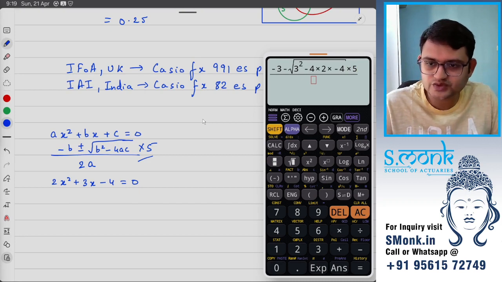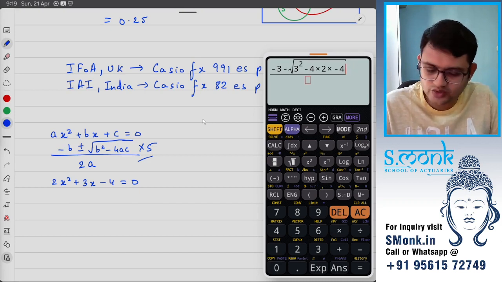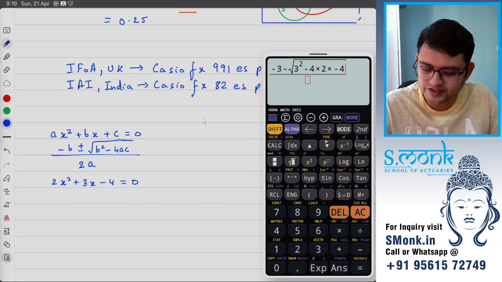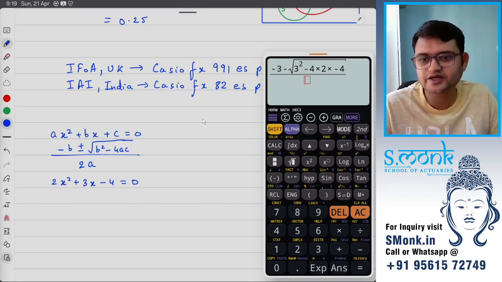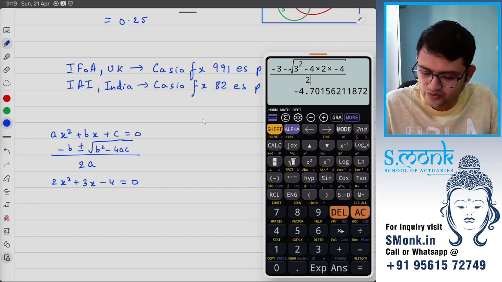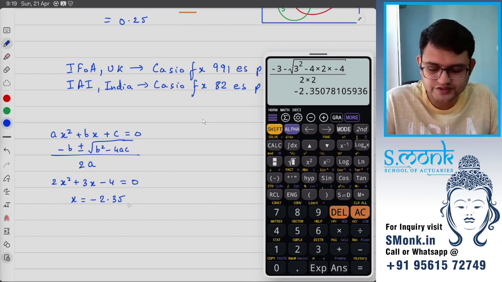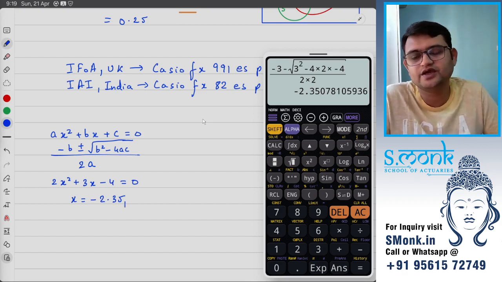You can see it is outside the square root, but I don't want to do that. This is not what we want. We want to go down. I'll press the down arrow key, and I have 2 into 2 equal to. So one of the roots is going to be minus 2.35. This is one of the roots of this equation.